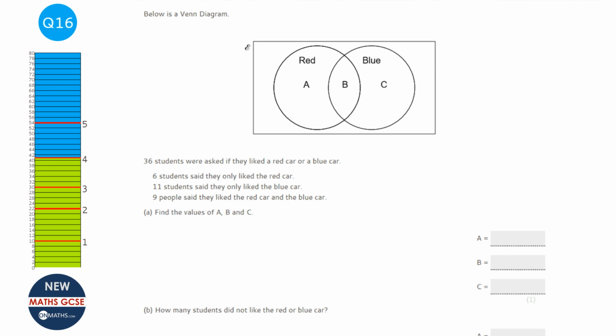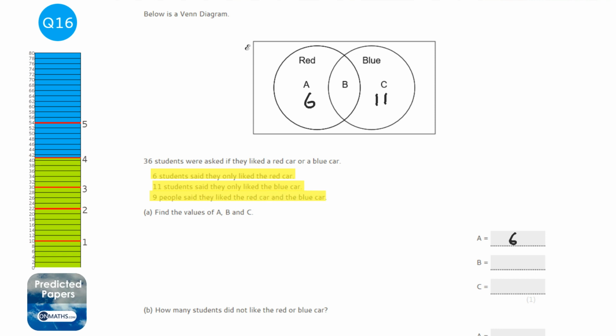So, looking at the question, there are 6 students who only like the red car. So that's 6 students go in there, and that's our answer to A. And next it says there are 11 students who only like the blue car. So those 11 students are going to go in there. And lastly, 9 people liked both. So those 9 people would go in there. So B is 9 and C is 11.